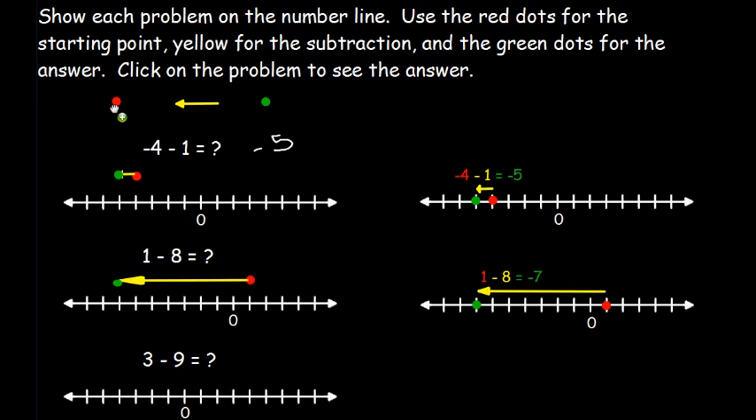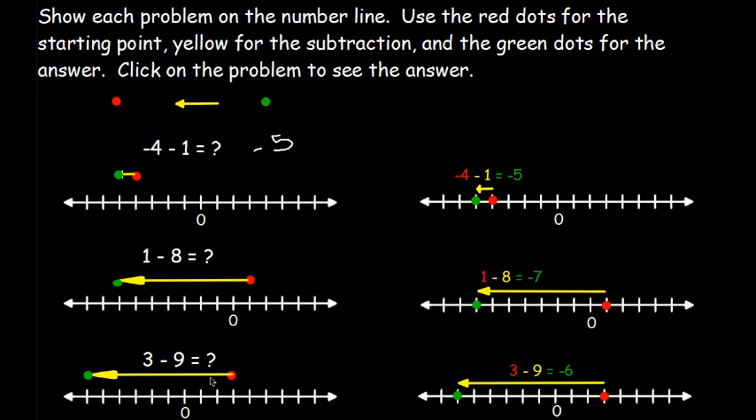Alright, and your last one. 3, 1, 2, 3. Minus negative 9. Just going to put it right there, and that's going to end up on negative 6. So 3 minus 9 is negative 6.